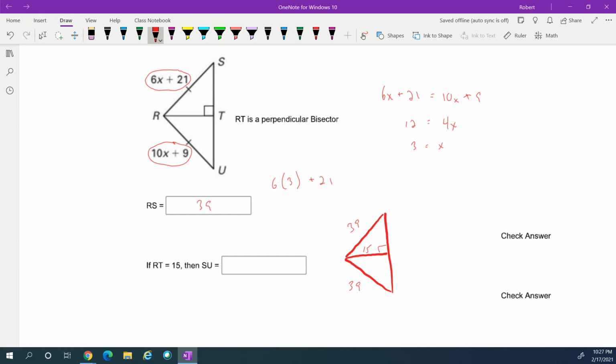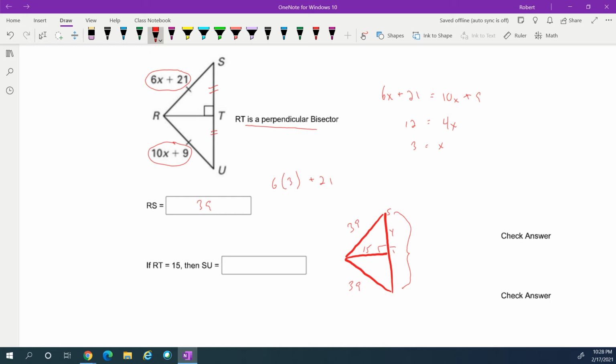Now, even though we're looking for the entire thing, what if we could just find half of it? I'm going to call it Y. If we could find that part. Remember, RT is a perpendicular bisector, so that means ST and TU are congruent. So if we can find ST, that's half of it.